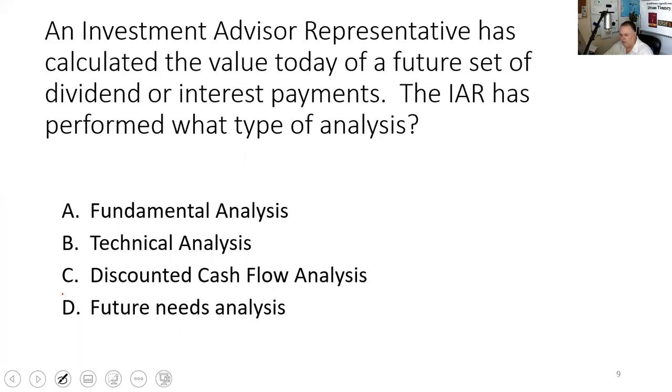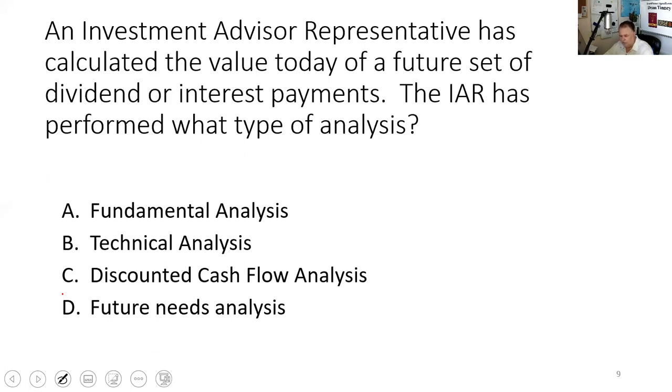So an investment advisor rep has calculated the value of a future set of dividends. So I'm looking at the stock. Mr. Buffett is a big fan of this, right? He owns 1 billion shares of Bank of America. Bank of America pays him 70 cents in annual dividends. The assumption is, perhaps, there's 2 assumptions.